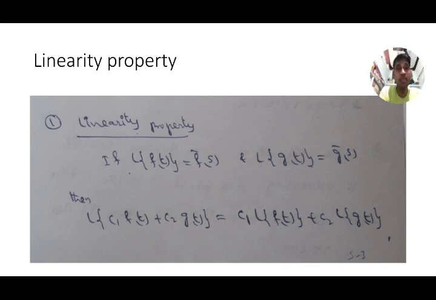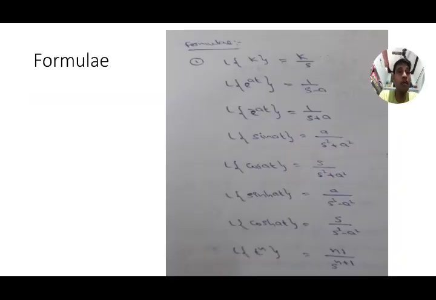First, the standard formulas, 8 standard formulas: L of k, L of e to the power of at, L of e to the power of minus at, L of sin at, L of cos at, L of sinh of at, L of cosh of at, L of t to the power of n. Please add these 8 formulas.